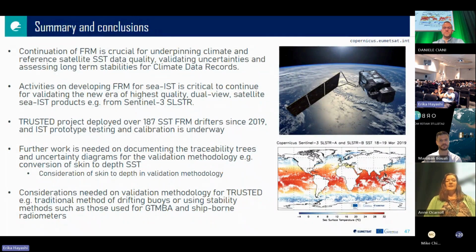A couple of considerations. Further work is needed on documenting the traceability trees and uncertainty diagrams for the validation methodology, such as the conversion of skin to depth SST. And also considerations are needed on validation methodology for Trusted, such as traditional methods or those used for GT-MBA stability analyses.